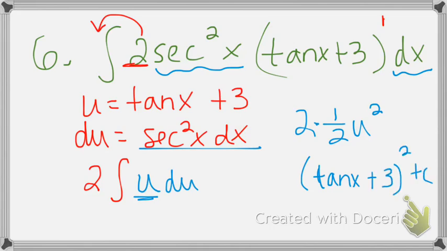And again, we could check it if you wanted to. The derivative there would be 2 tangent x plus 3 to the first times the derivative of what was inside, which is that secant squared of x. So yeah, that makes sense. That's correct. These are usually pretty easy to check. Other than the multiplying, it's usually pretty easy to check because of the chain rule. Okay, let's do another one.